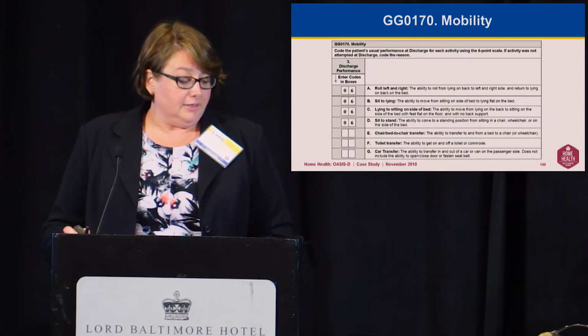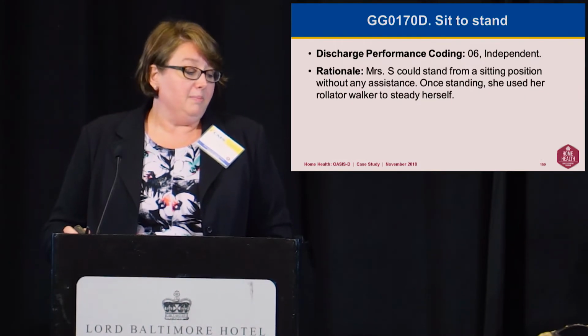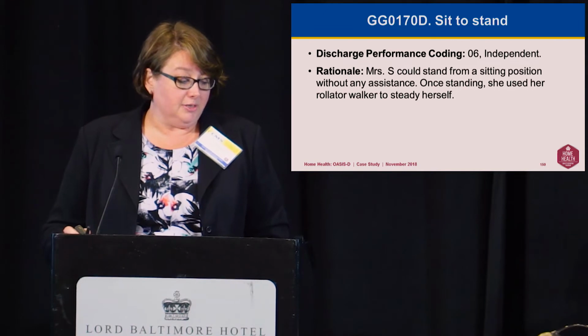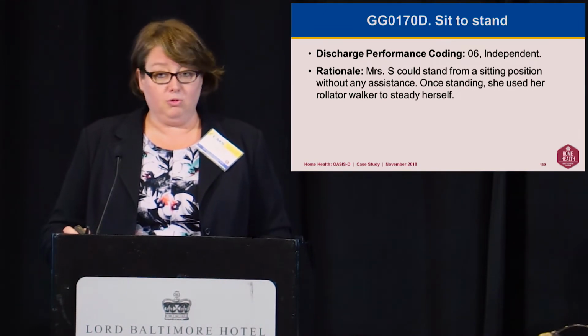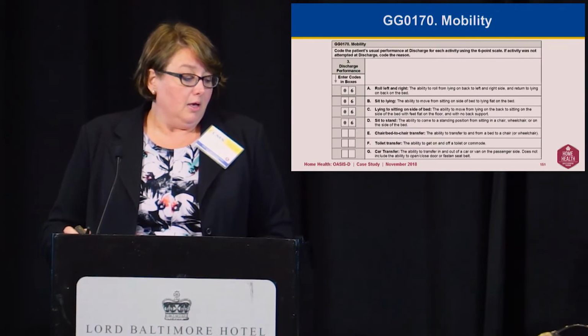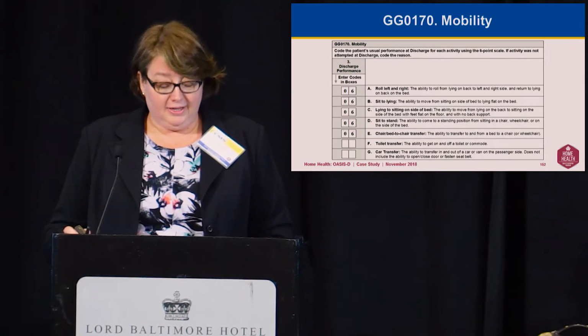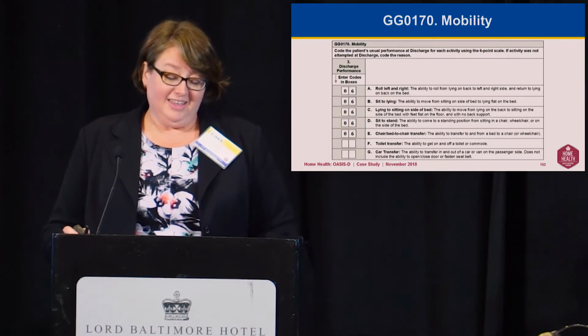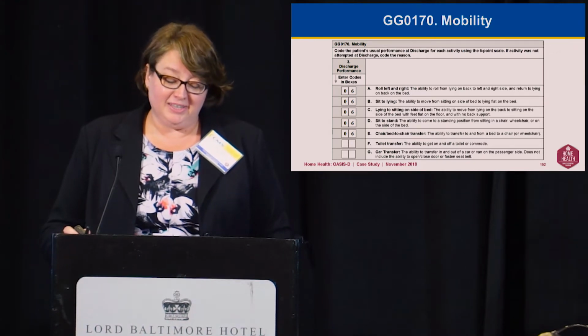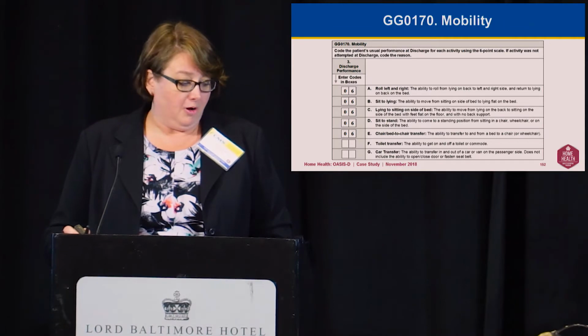Looking at D, sit to stand, we got 06. Miss S could stand from a sitting position without any assistance. Once standing, she used her rollator walker to steady herself. For E, chair, bed to chair transfer, we got 06, as Mrs. S completed the chair, bed to chair transfer independently with the use of her rolling walker.